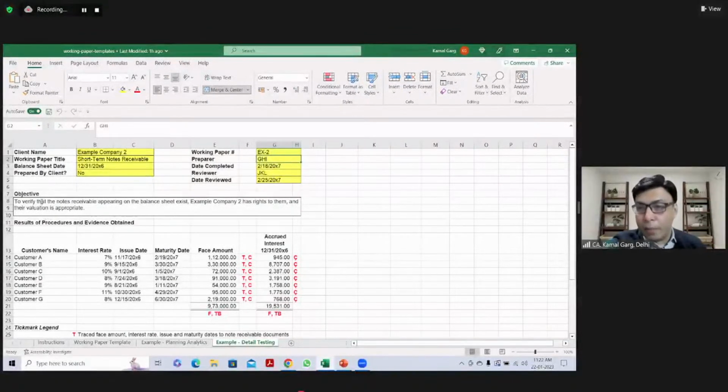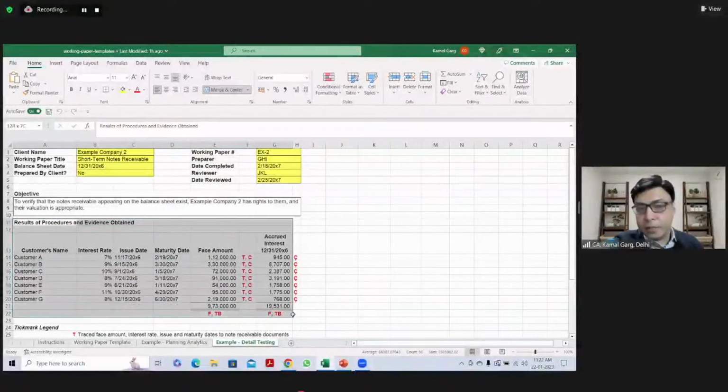What is the objective of working paper? In my case, it is short-term receivables. Objective is to verify that notes receivable appearing on the balance sheet of this company has rights to them and their valuation is appropriate. What I will do, I will write inventory as far as my example is concerned. Then we will do these procedural aspects. So whatever working we are making, this is nothing but a kind of working of computing 190. So how 190 is computed, that you will do here.